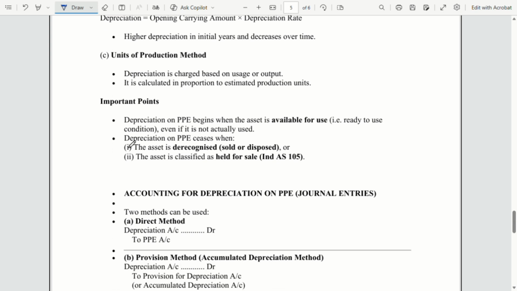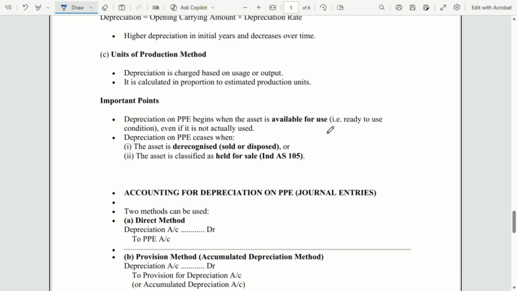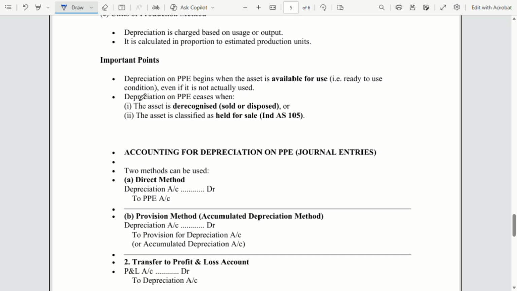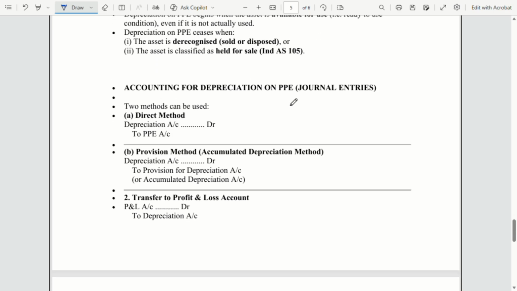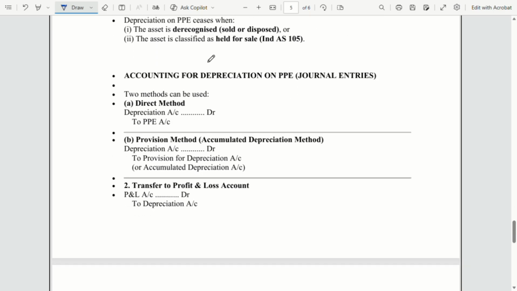Here there are important points that depreciation on PPE begins when the asset is available for use. Okay, and we cease to charge depreciation when asset is held for sale or asset is derecognized. These are the journal entries which we pass for recording depreciation. Okay, so let's see the question.